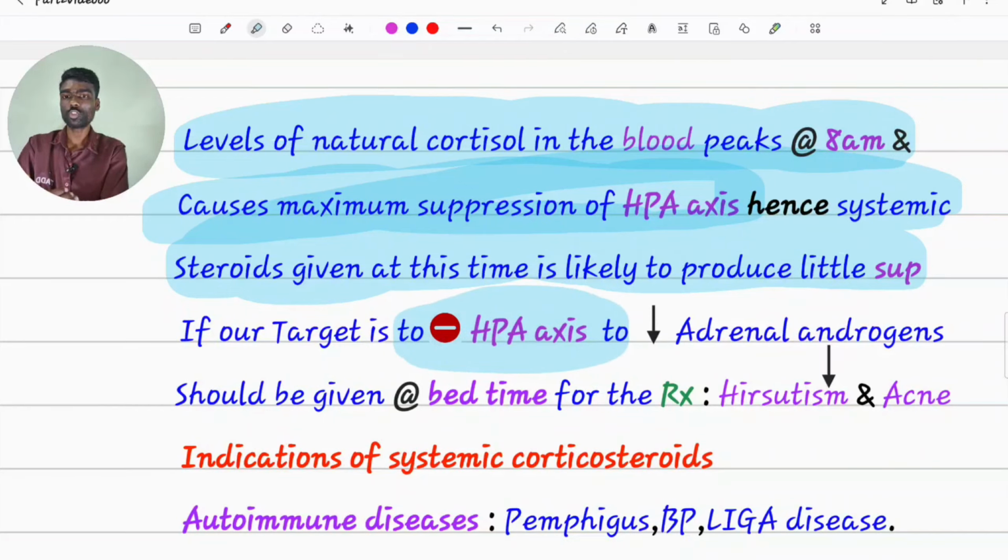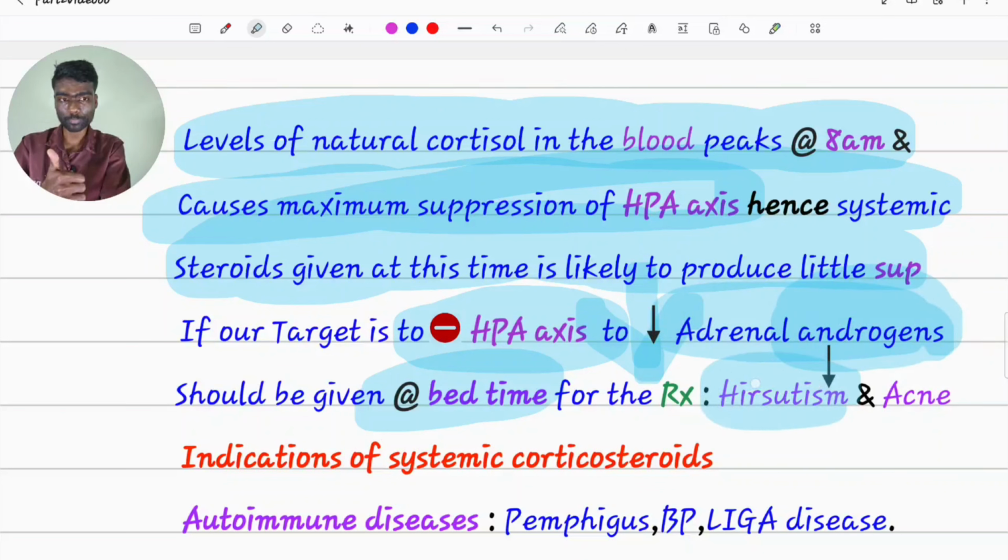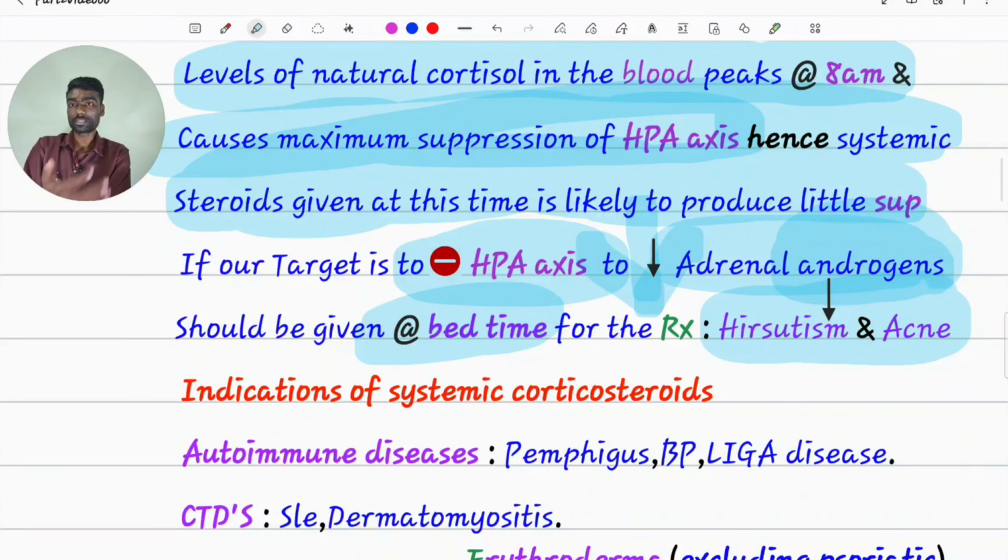axis. We will give at bedtime when we want to suppress adrenal androgens. In some diseases, these androgens are the culprits, like in hirsutism and acne. I have posted one meme on my Instagram page also, that steroids are the reason for hirsutism and steroids are the treatment option for hirsutism.